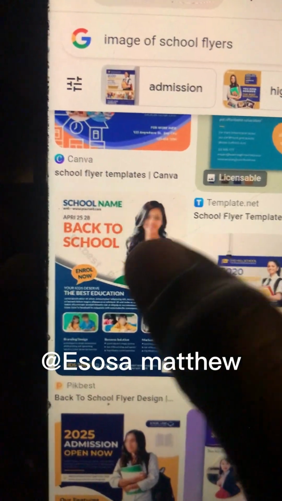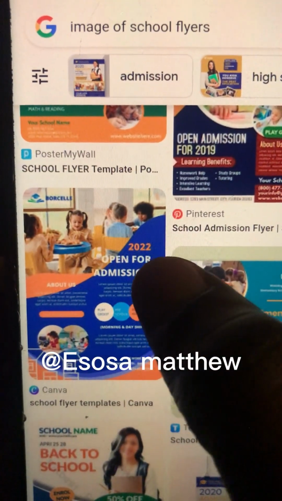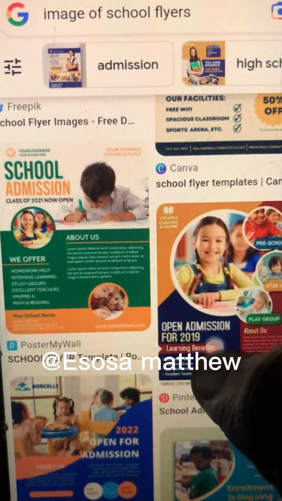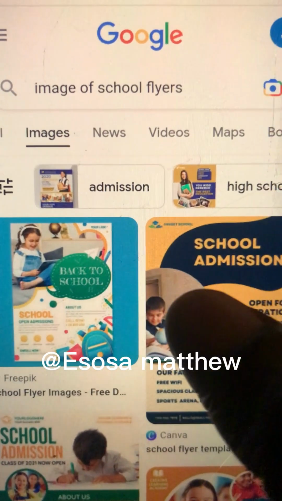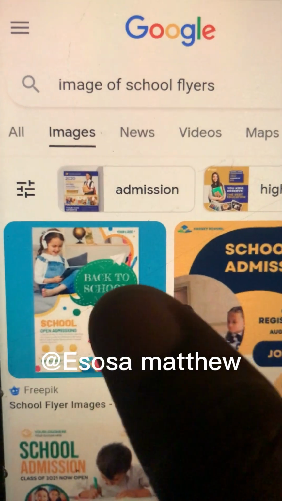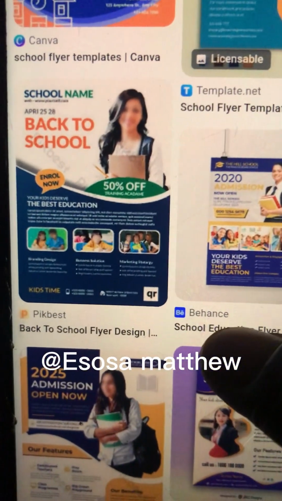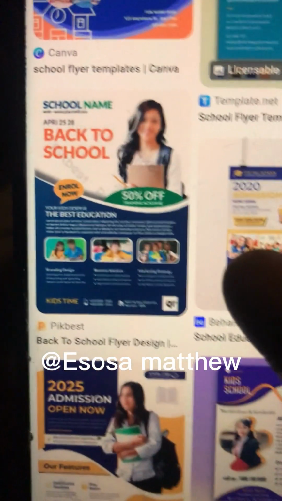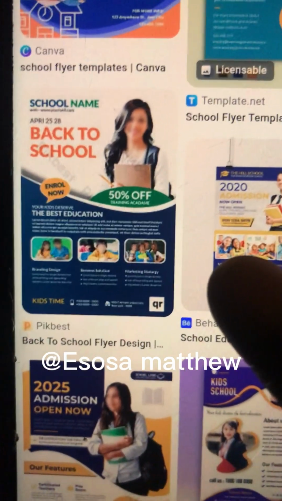You can see that the headline here is back to school. The headline here is open for admission. The headline here also is open for admission. The headline here is school admission. It pertains to a school flyer, right? So the headline here is back to school. The headline should be interesting to attract the attention of your audience at first glance. When you see this flyer, the first thing that you see is this back to school. So it already tells you that it's talking about a school or academic type of flyer.